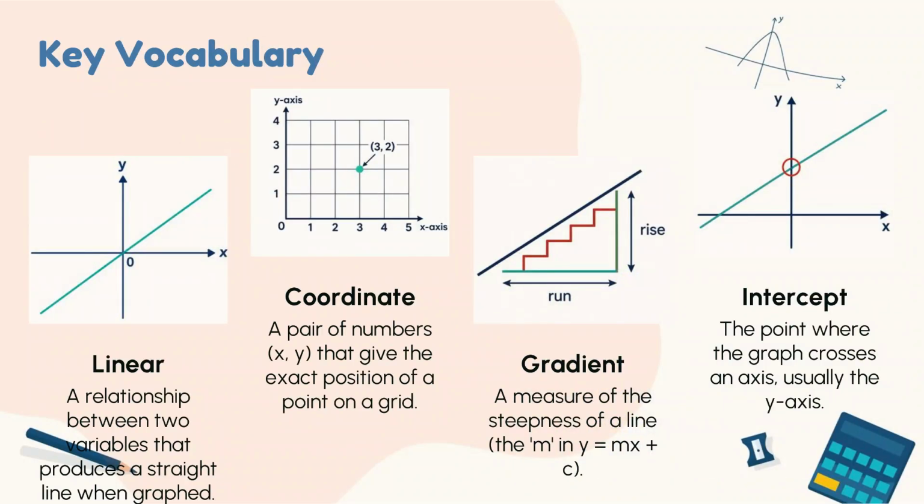Let's begin with the key vocabulary. Linear means a relationship between two variables that produces a straight line when graphed. A coordinate is a pair of numbers, written as x, y, that gives the exact position of a point on a grid. The gradient is a measure of the steepness of a line. In the equation y equals mx plus c, the gradient is represented by m. An intercept is the point where the graph crosses an axis. In this lesson, we will mostly focus on the y-intercept.